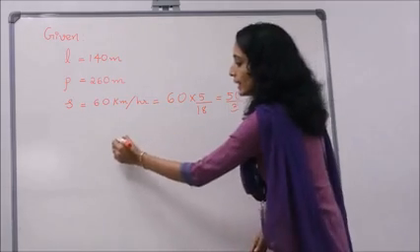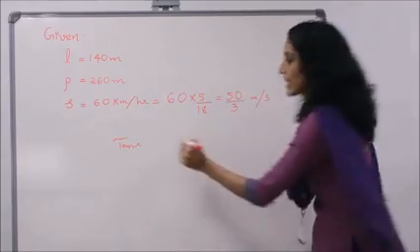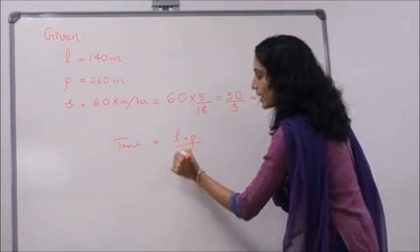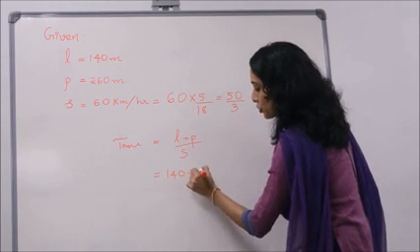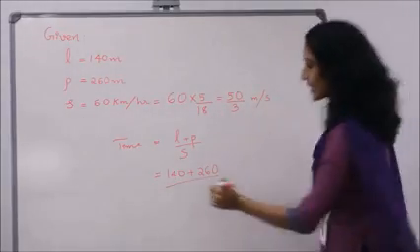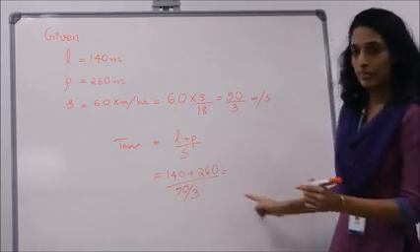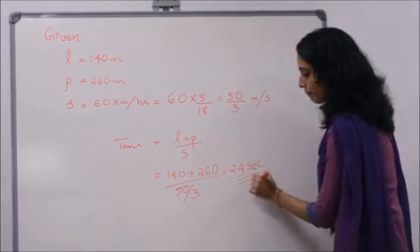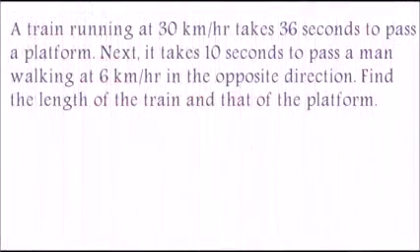So we know the time taken by the train to cross the platform is given by L plus P by S. L is 140 and P is 260, and we get S in meter per second, that is 50 by 3. By solving we get the answer as 24 seconds. The option is A. Now let's see the next question.